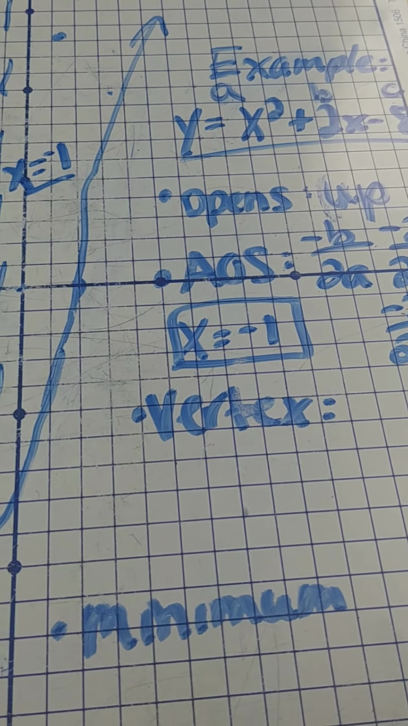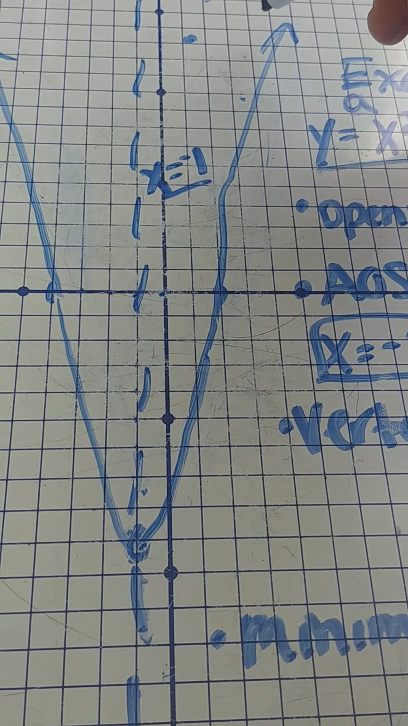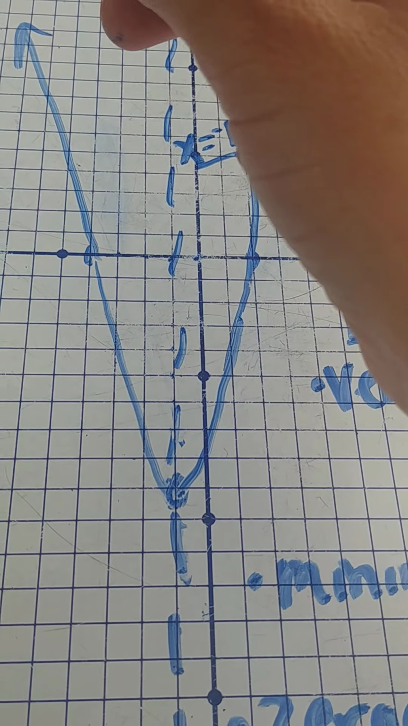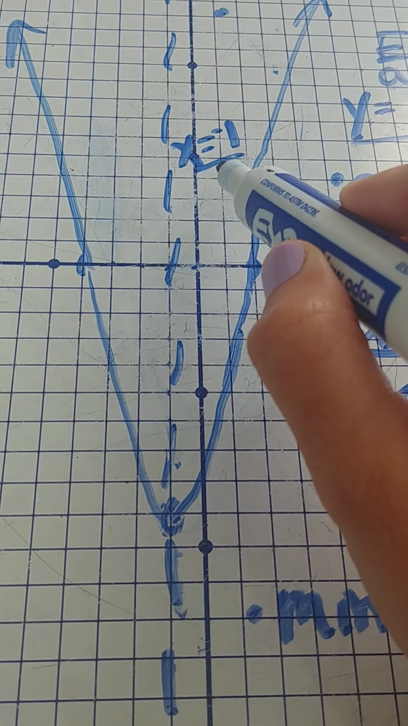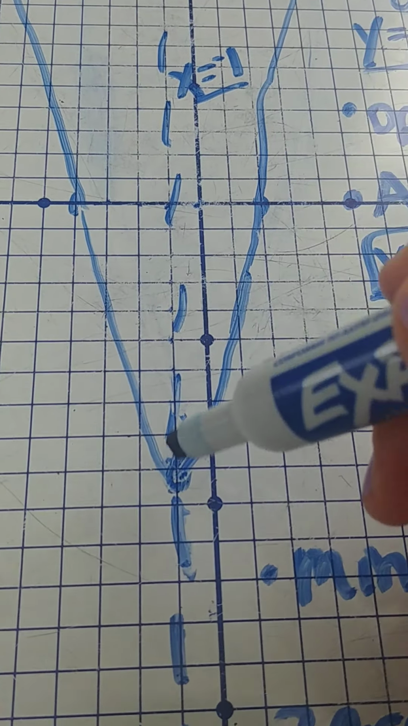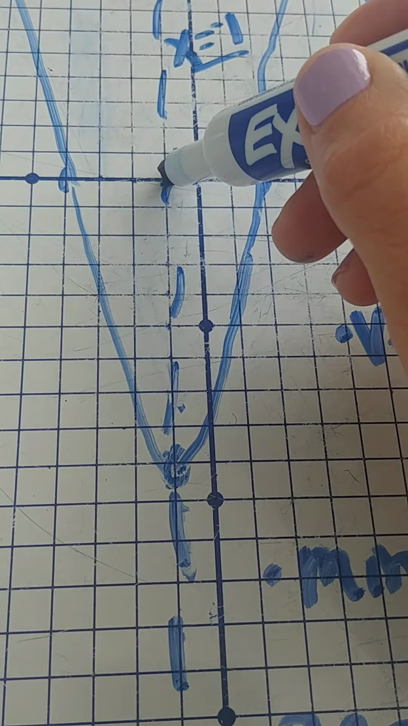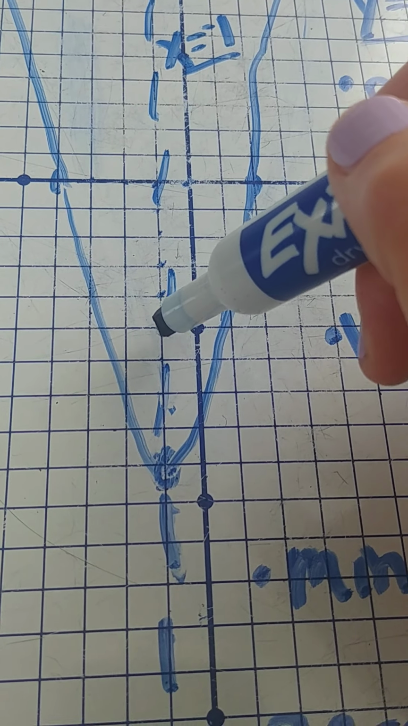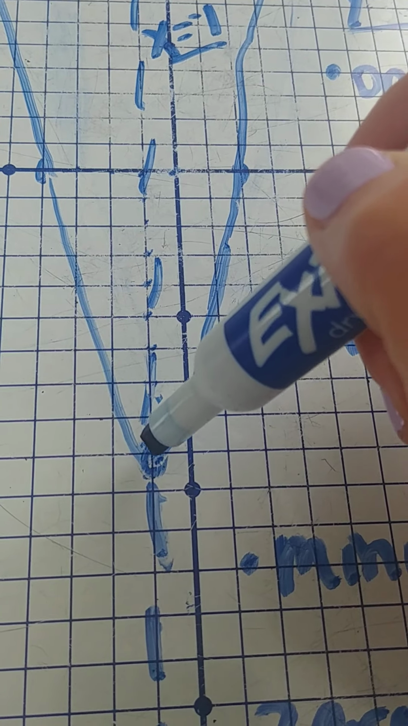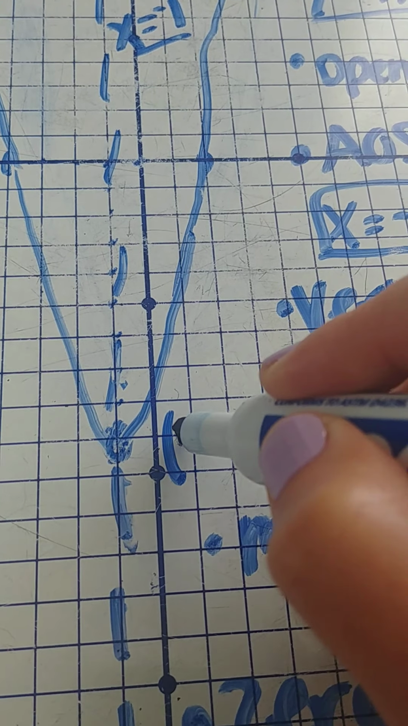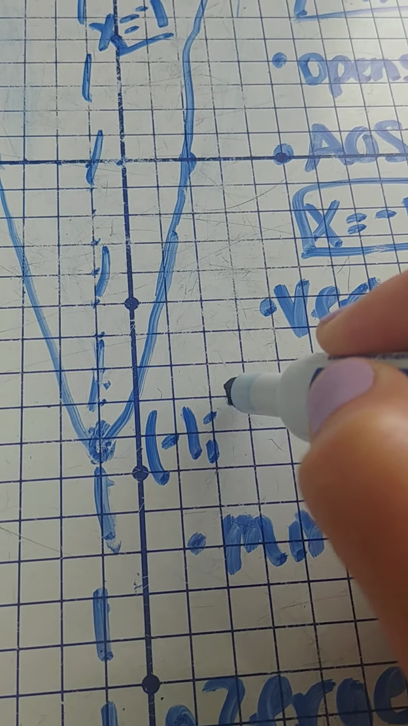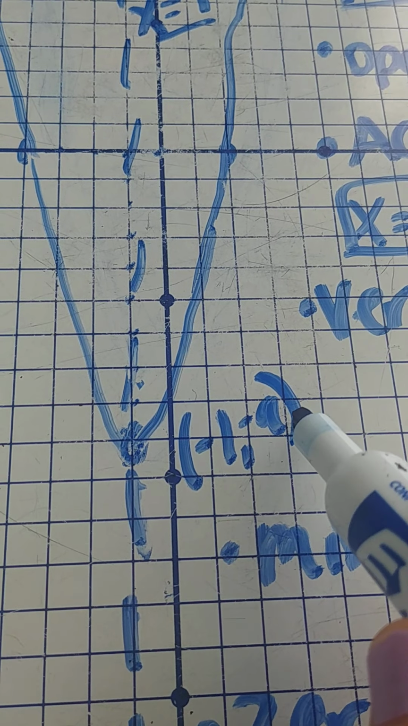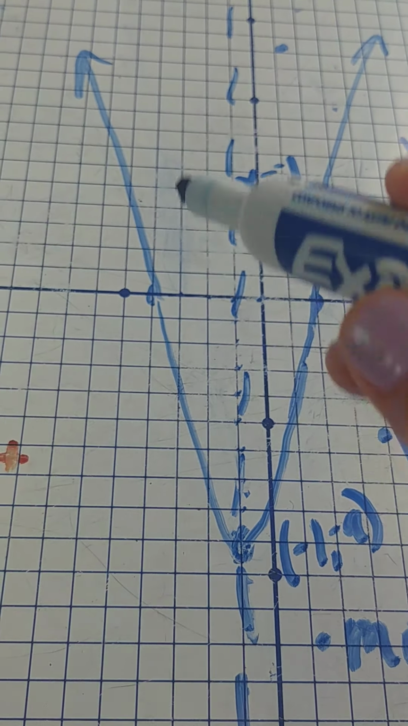For the vertex, if I'm looking at a graph, it is the point where the graph comes down, stops, and turns. I already know my X value is negative 1. To find my Y value, I'm going to go over 1 and down 1, 2, 3, 4, 5, 6, 7, 8, 9. So I know my vertex is going to be negative 1, negative 9. And I answer vertex in X, Y form. That's if I have a graph.